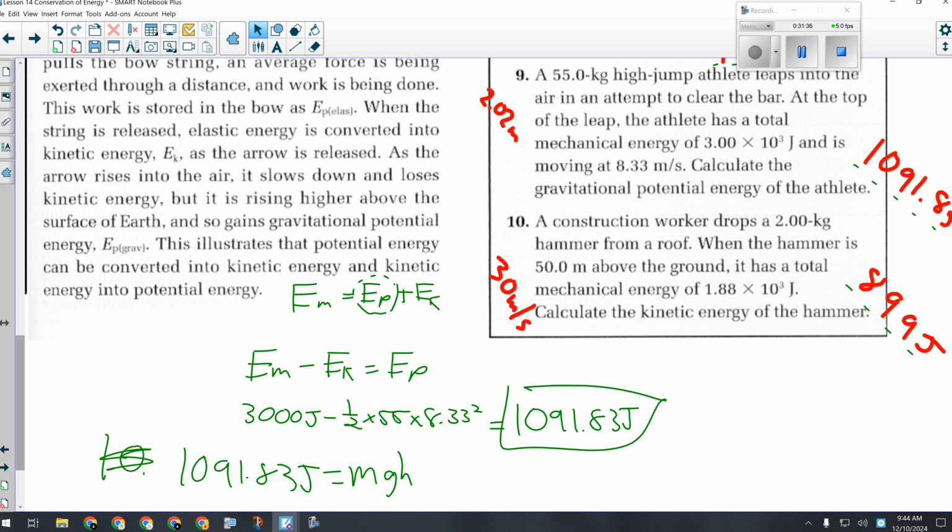Then I should be able to take the M times G times H and divide the mg over to the other side. Agreed? I'm going to have to write up here because it's not letting me move the screen. So I'm going to have 1091.83 divided by 55 times 9.81. So energy over mass times gravity equals the height. And when you do that, you get 2.02 meters.